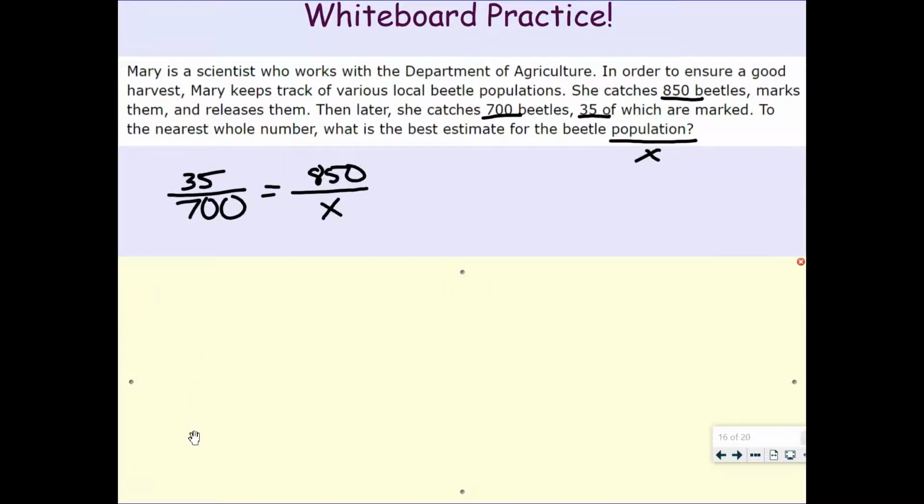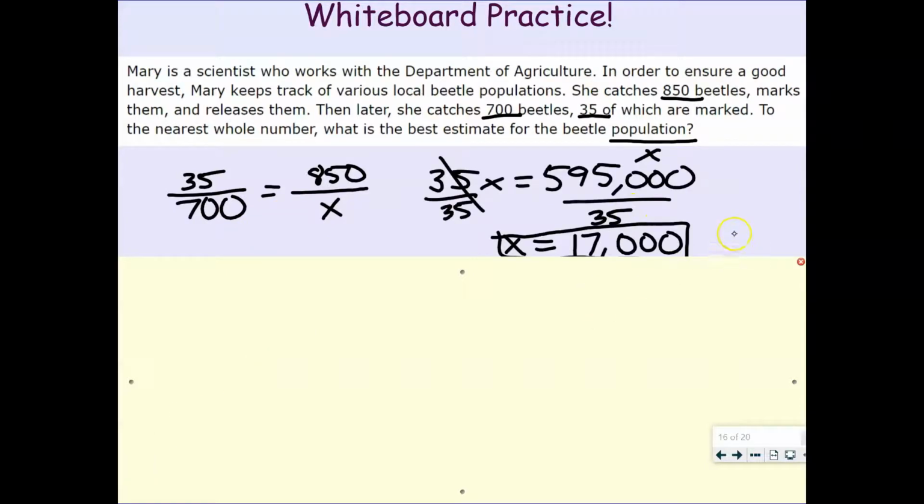All right, how'd you do on setting up your proportion? So X goes here because that's our total population. 850 goes here because she marked 850 out of all the beetles. Our sample is over here. She later caught 700, and 35 of them had marks. So if you messed up your proportion, don't beat yourself up. It's tricky. Just go ahead and cross it out and write this one. And then hit pause, and solve for X.